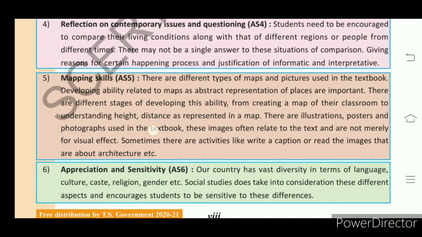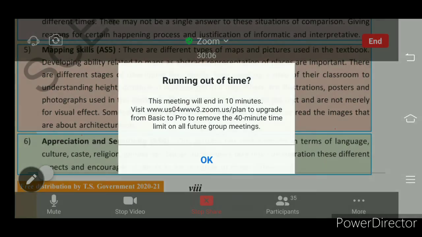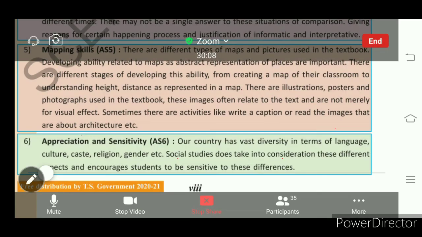The next, the last, the sixth one, is appreciation and sensitivity. What is that? Appreciation and sensitivity. This we will discuss tomorrow.